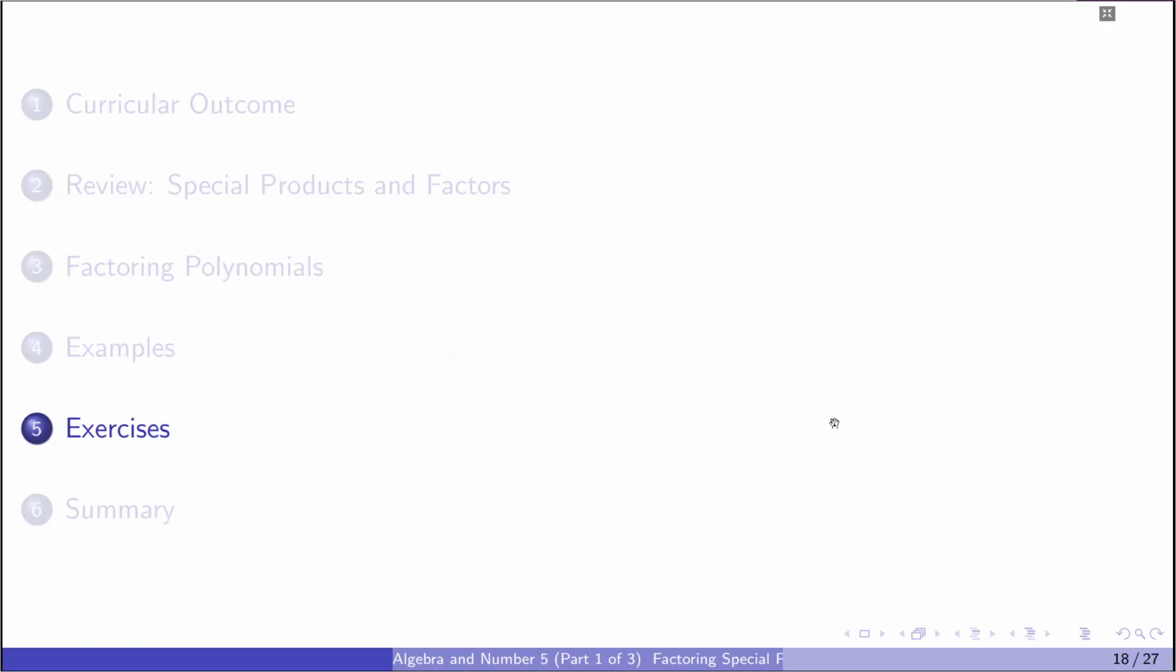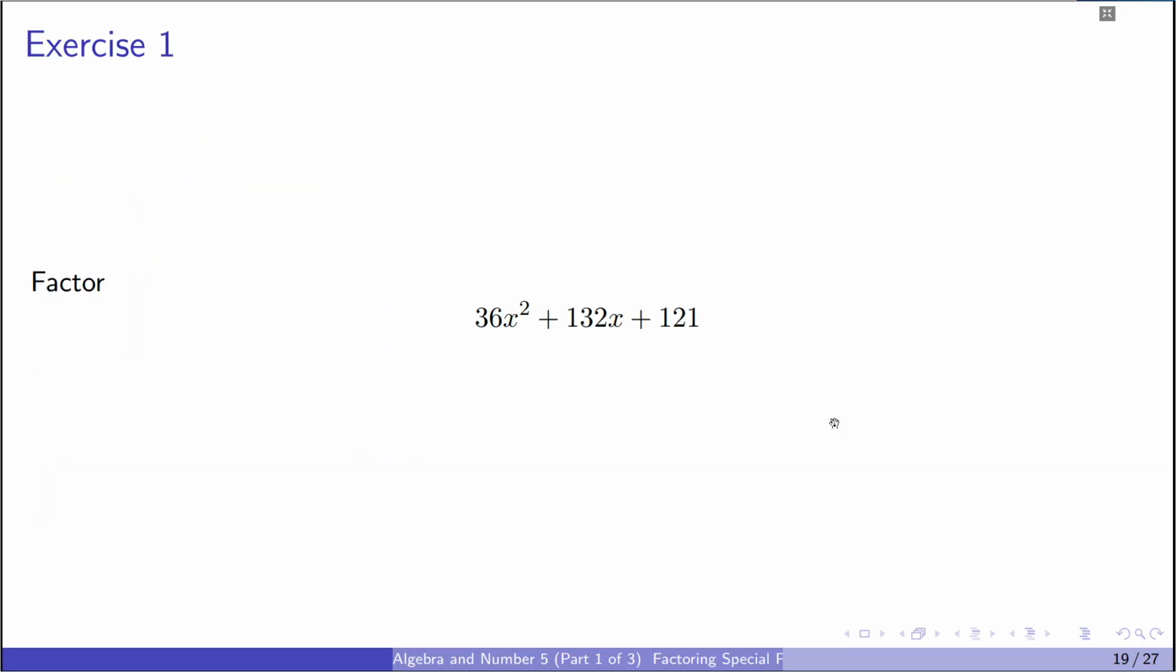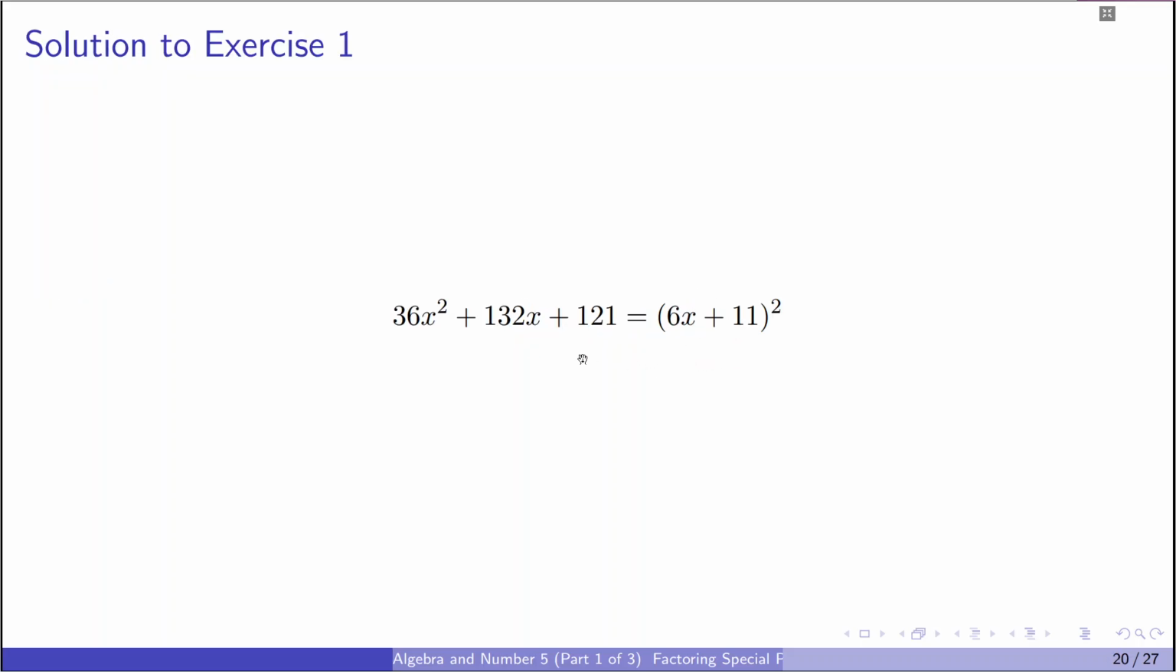Exercises. Time for you to show what you can do. So let's factor this one. So pause the video, take whatever time you need. All right, now you should have your answer. You've unpaused the video. 36x squared and 121 are both perfect squares. And that cross term does fit the pattern. So 6x plus 11 squared produces this result.